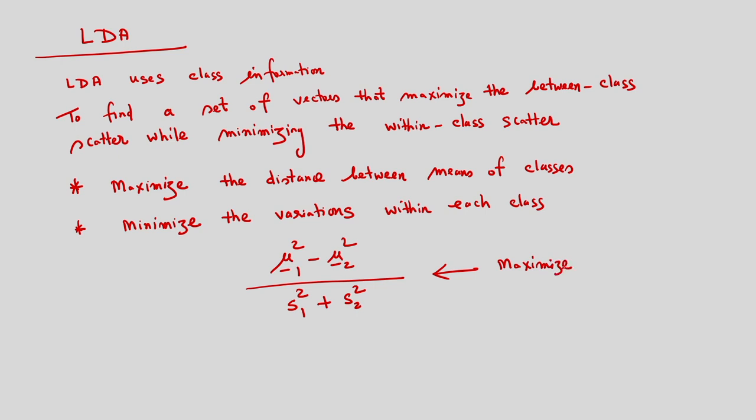So I will explain later on how to get this quantity, but to fulfill these two conditions I have to maximize this quantity, and that is the objective of the LDA. So let us explain the concept of the LDA. And already I told you the difference between the PCA and the LDA.